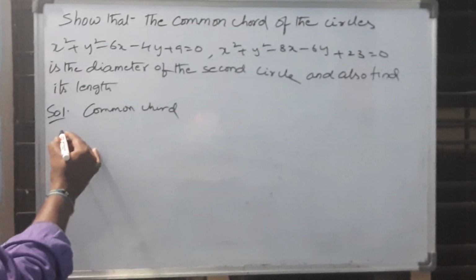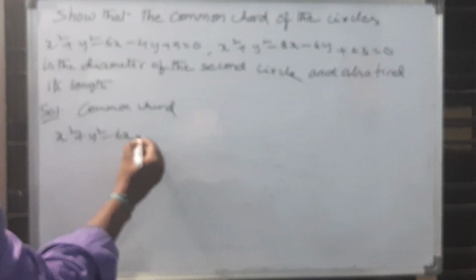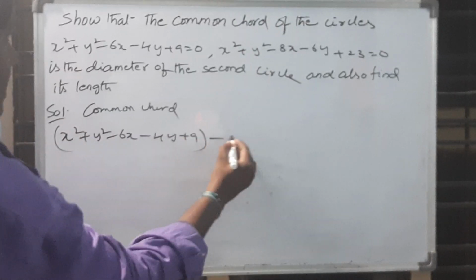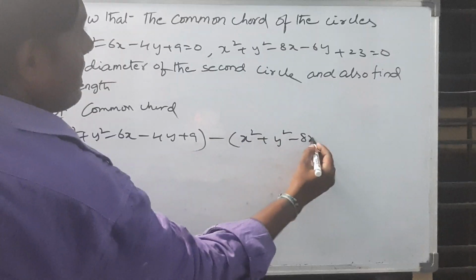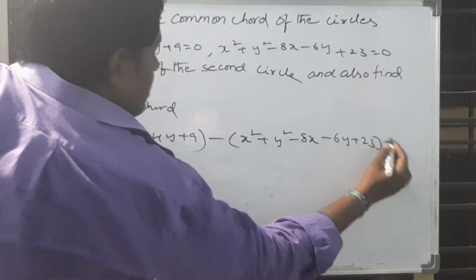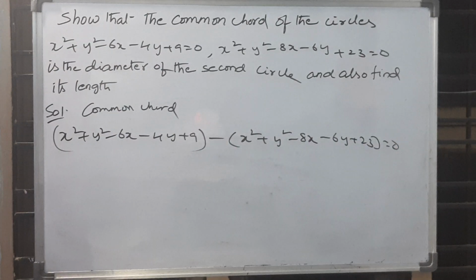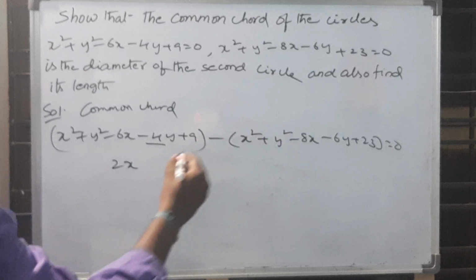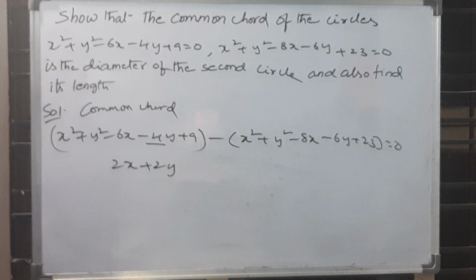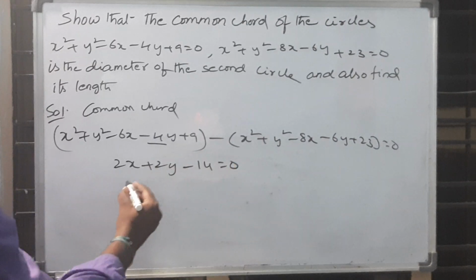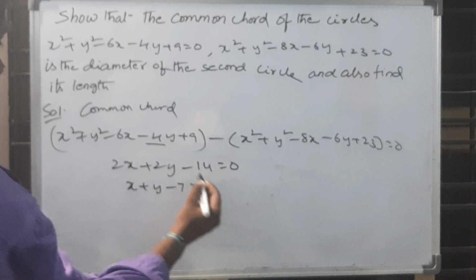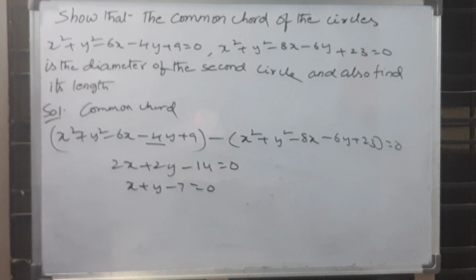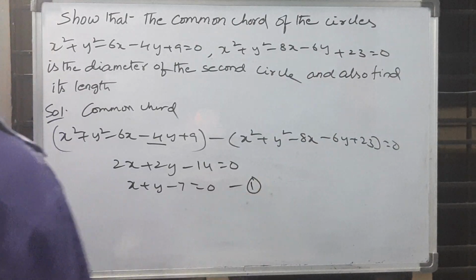S minus S dash. That means x square plus y square minus 6x minus 4y plus 9 minus x square plus y square minus 8x minus 6y plus 23 equal to 0. So x square gets cancelled, y square also cancelled. Minus 6x plus 8x is 2x. Minus 4y plus 6y is plus 2y. Plus 9 minus 23 is minus 14 equal to 0. Take 2 as common here. The remaining is x plus y minus 7 equal to 0. This is the common chord.